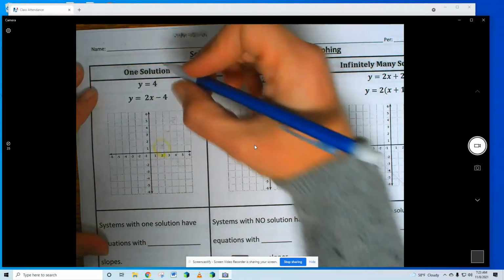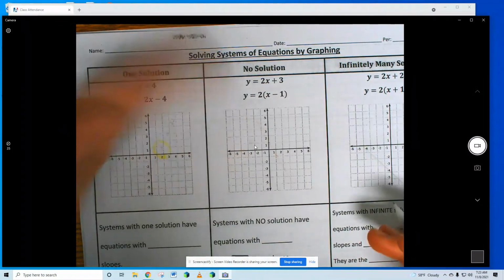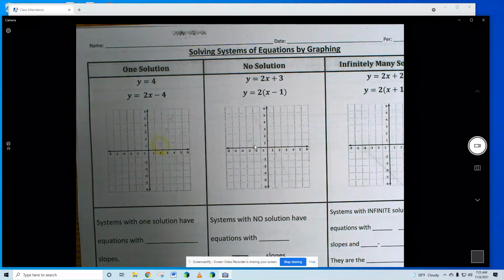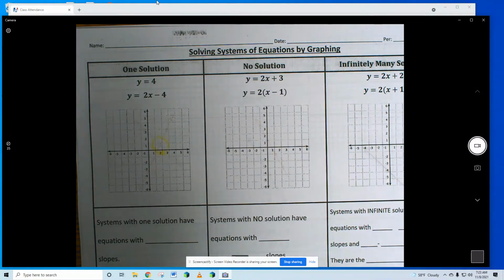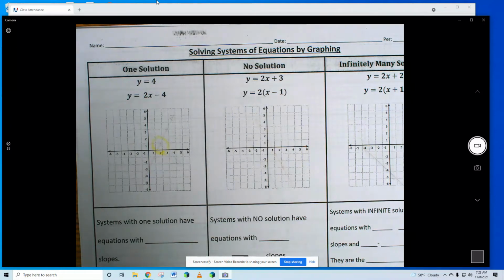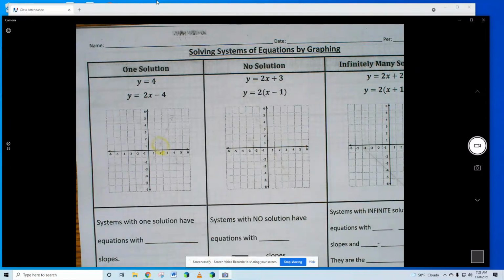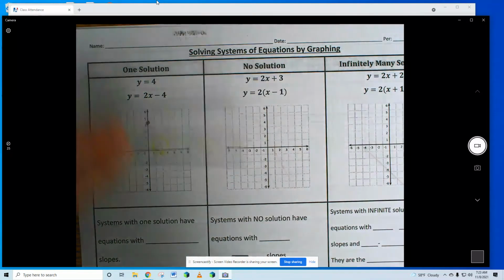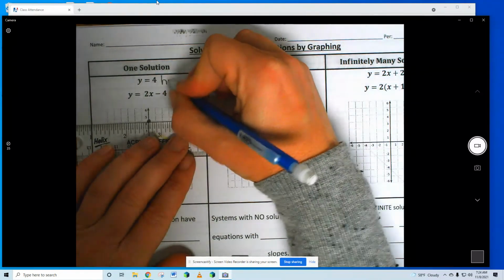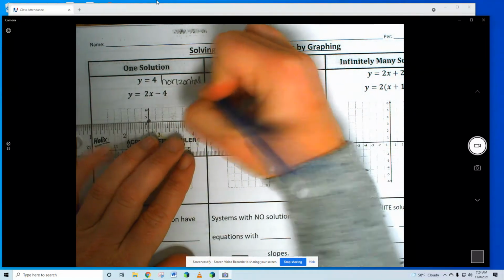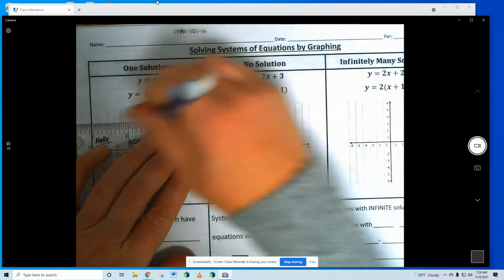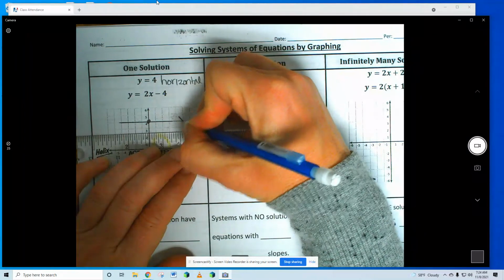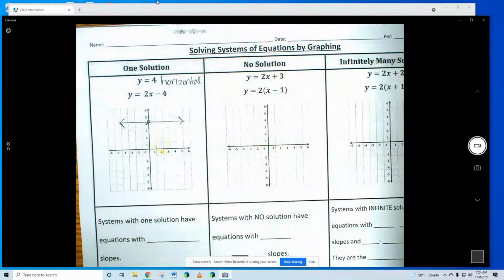Y equals 4. Is that horizontal or vertical? Horizontal or vertical? Y equals 4. What does that look like again? Y equals. So go to the y-axis and do a dot at 4. Horizontal. Good.